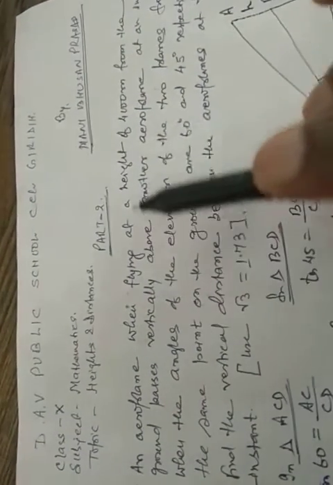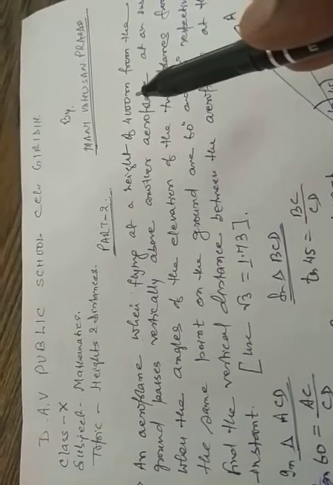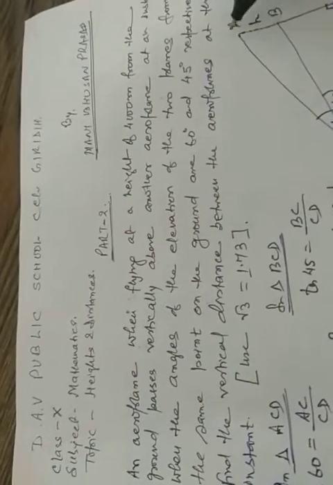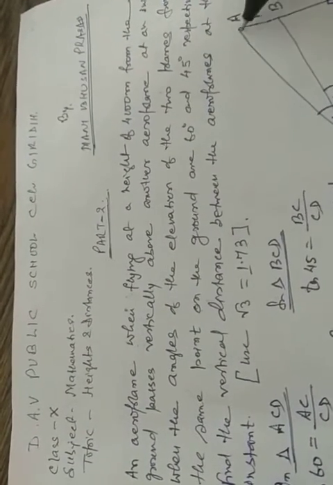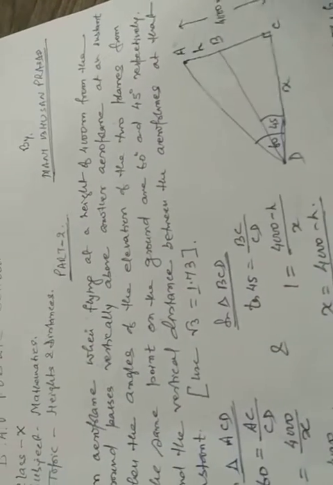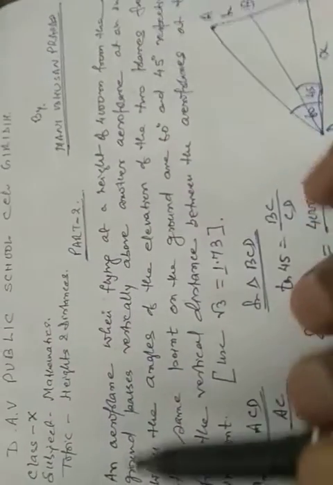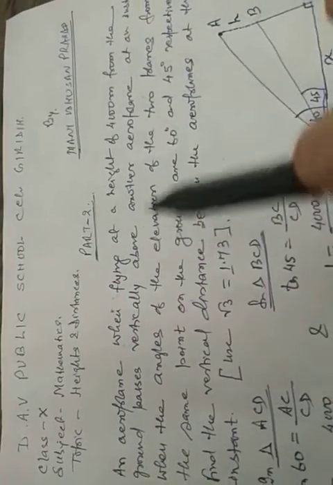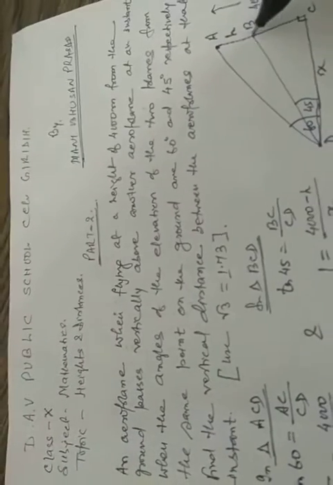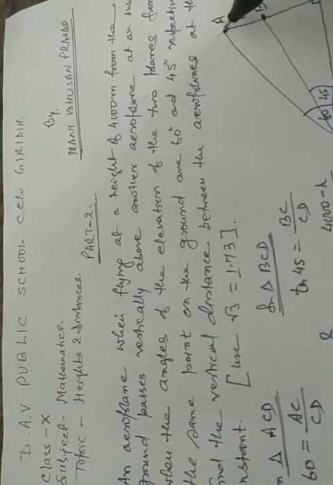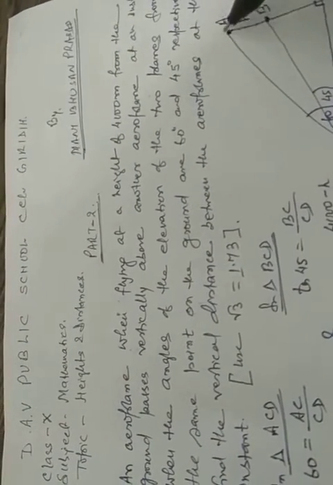Question 1. An aeroplane when flying at a height of 4,000 meters. So that we have drawn this figure. Just see, the aeroplane will be at A at the height of 4,000 meters. Is it clear? An aeroplane when flying at a height of 4,000 meters from the ground passes vertically above another aeroplane. So B is the other aeroplane, and just vertically above it is A, the first aeroplane whose height is 4,000 meters. Okay.